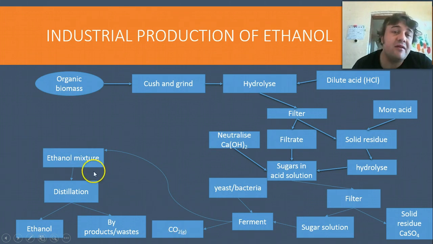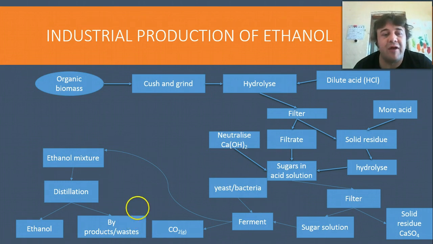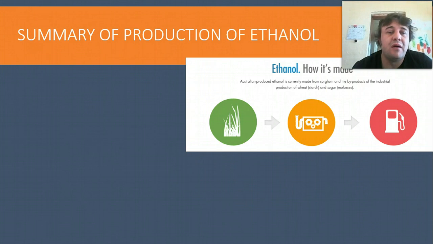The ethanol mixture is then separated out through distillation, and it gives us ethanol and the rest of the byproducts that we don't use. Well, actually, they get used. They're fairly efficient these days, but not for our purposes. However, this distillation process is hugely energy intensive, and that's something we need to focus on when we talk about ethanol as a fuel.